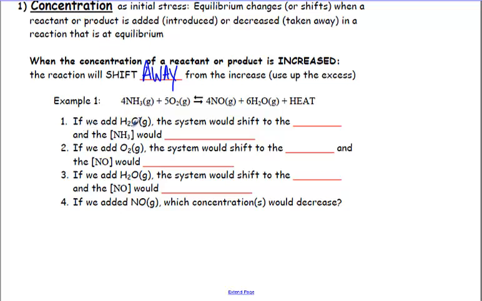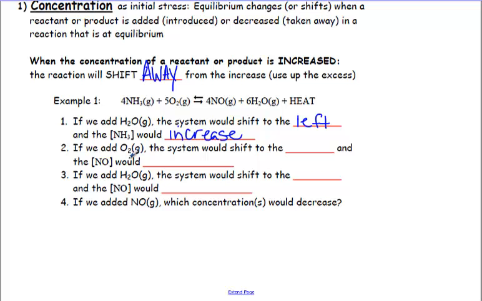So if we add water to this system here, okay, and water is a product, right? So we're adding product. That means that the shift is going to go away from that, so it's going to go toward the left. And the NH3, now we have to look for the NH3, is a reactant. That would increase because, remember, when we shift to the left, the reactants are going to be favored, so we have an increase in reactants.